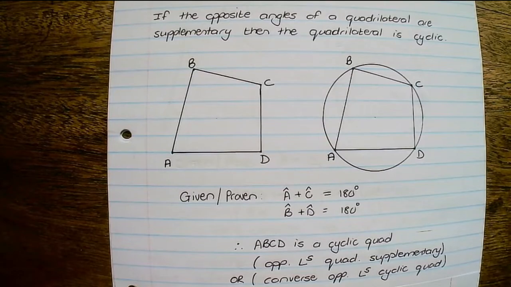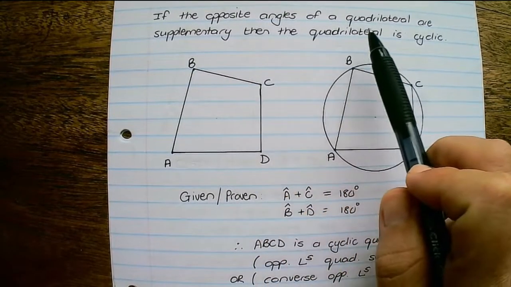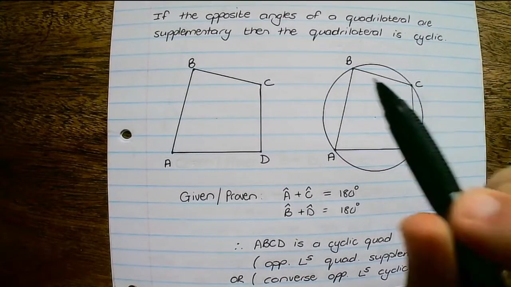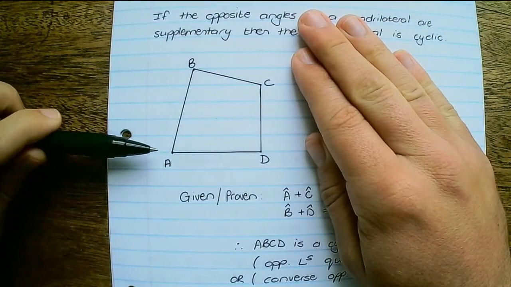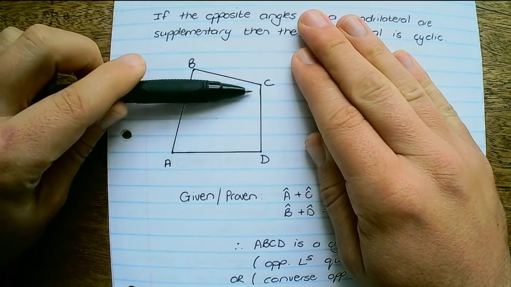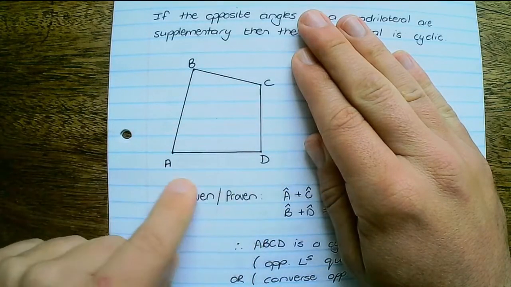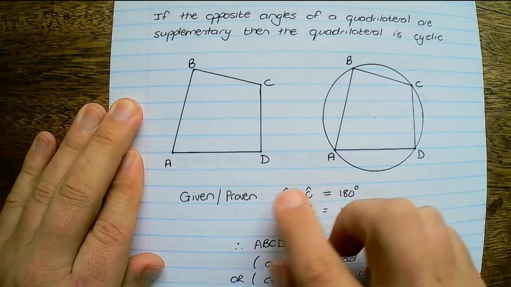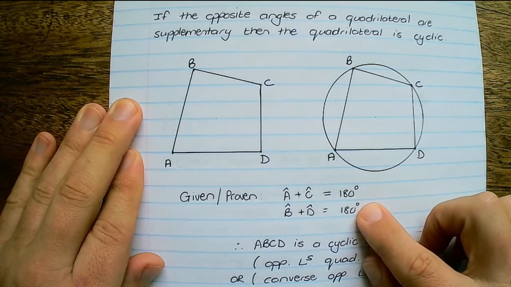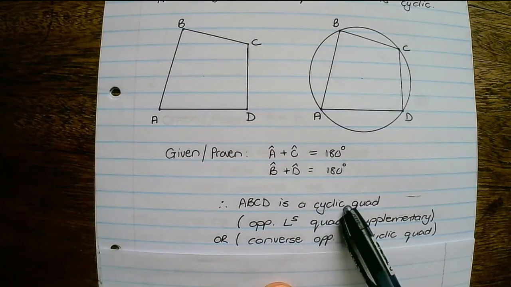Okay, this is probably the converse which we see the most often. It says that if the opposite angles of a quadrilateral are supplementary, then the quadrilateral is cyclic. What it is saying is if I have a four-sided figure and the opposite angles, so if it is given that A plus C is equal to 180 degrees and B plus D is equal to 180 degrees, then this quadrilateral is a cyclic quadrilateral. So in this diagram, we are given A plus C and B plus D is 180 degrees. Therefore, we can say A, B, C, D is a cyclic quadrilateral.